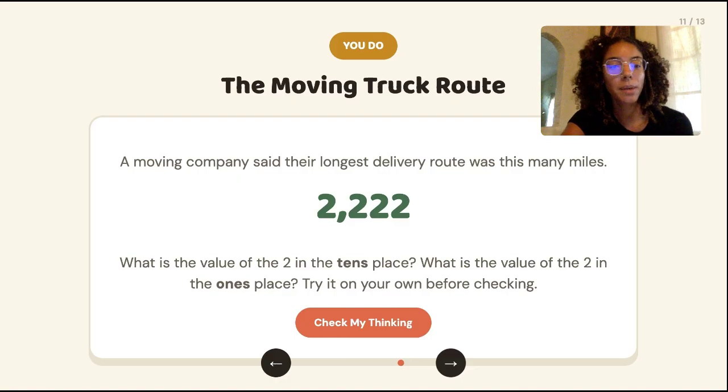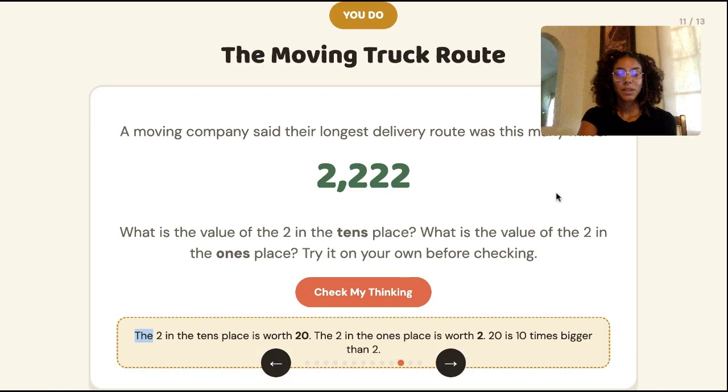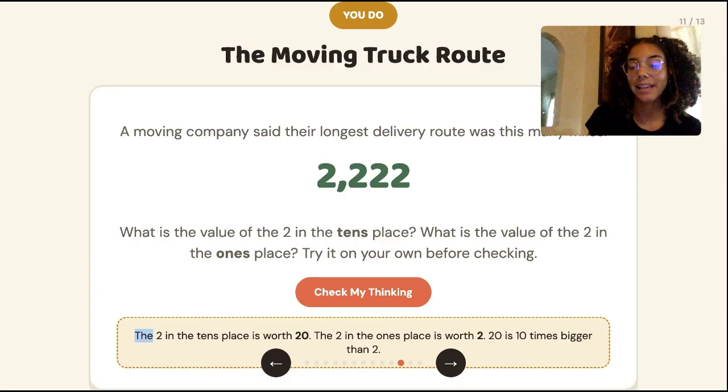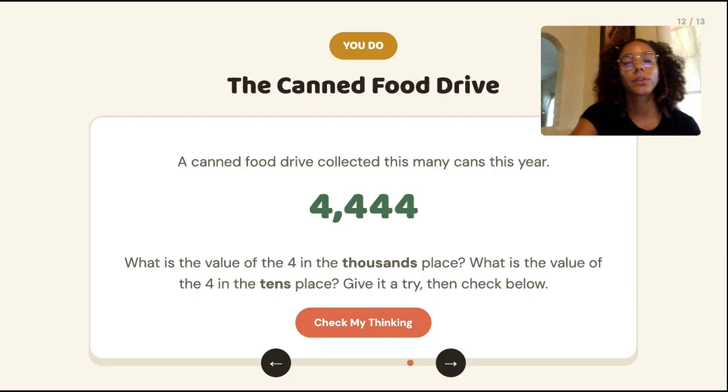Let's try another one. A moving company said their longest delivery route was this many miles, 2,222. What is the value of the 2 in the tens place? And what is the value of the 2 in the ones place? Try it on your own before checking. The 2 in the tens place is worth 20 miles, and the 2 in the ones place is worth 2 miles. 20 is 10 times bigger than 2. So we did well.